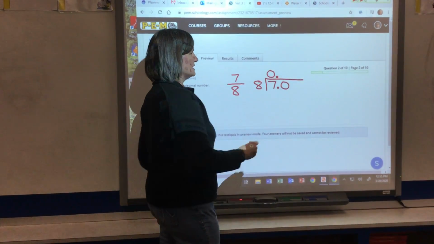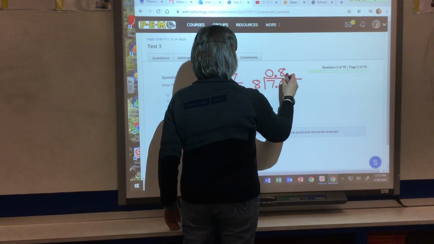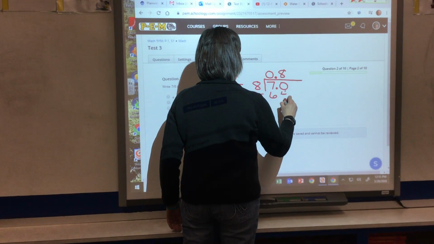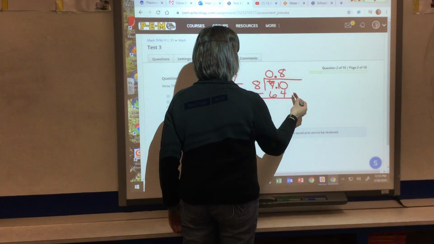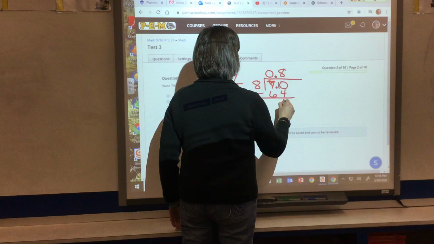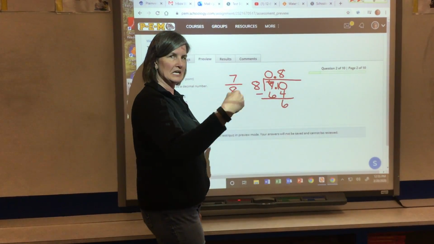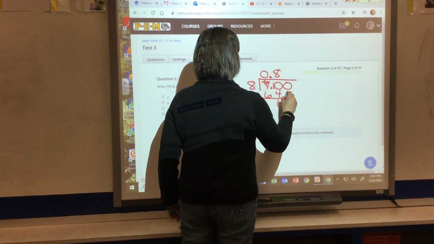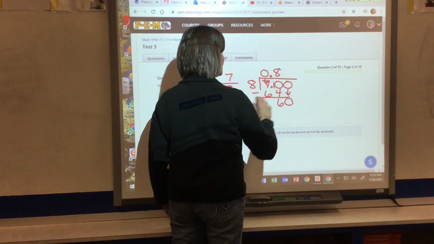How many times does 8 go into 70? 8. 8 times 8 is 64. I'm going to borrow. How much is 10 minus 4? 6. I don't have 0 there, so I need to keep going. I'm going to add a 0 here and bring it down. That doesn't change the value.